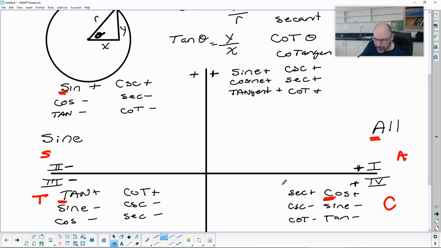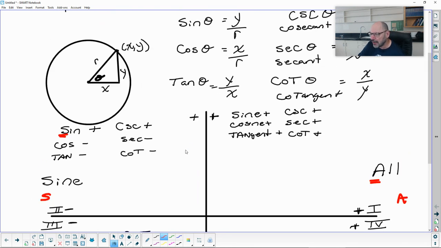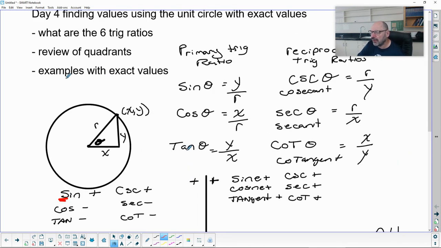So the last thing we're going to do today is we're going to look at using the unit circle and do some examples of how we calculate values of sine, values of cosine, values of tangent, or things like that. And we're not necessarily going to just use the unit circle all the time. Okay, so we're going to do a couple examples.